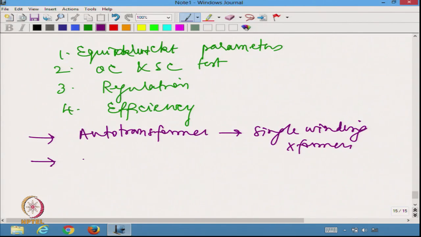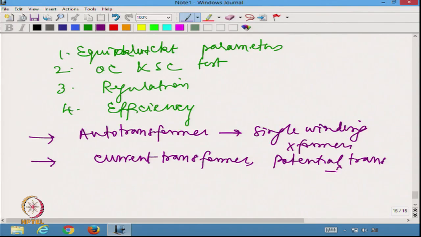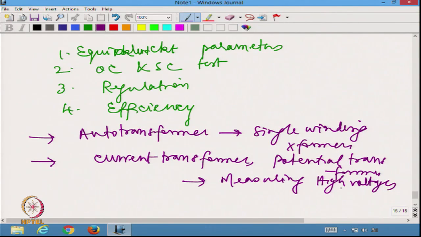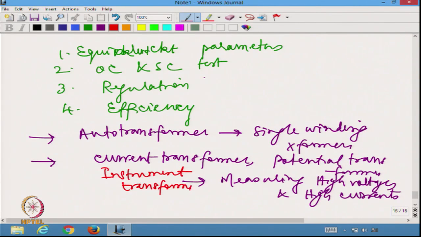Then we will also be looking at the current transformer and potential transformer, which we would use basically for measuring voltages and currents. Generally they are used in instrumentation, so sometimes they are also known as instrument transformers. After finishing with these things, we will also look at three-phase transformers. Then last but not the least, we will look at parallel operation of transformers.